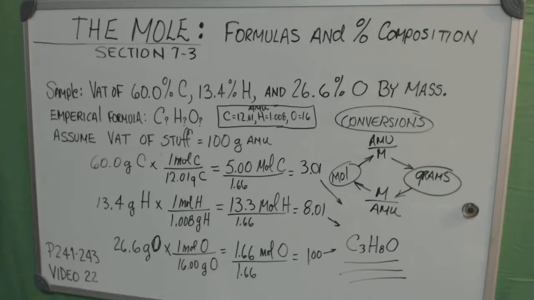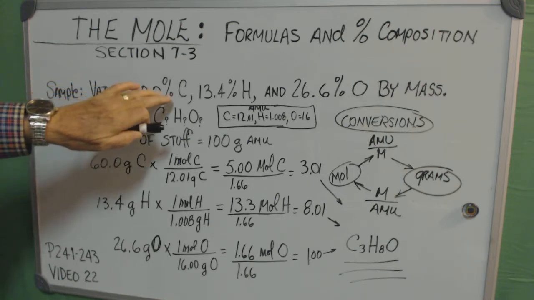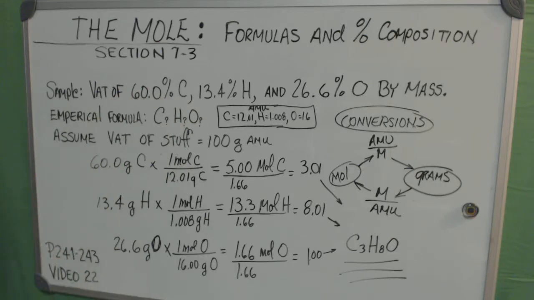First sample problem. The sample says that I have a vat of 60% carbon, 13.4% hydrogen, and 26.6% oxygen by mass. Somebody went and analyzed this, came up with these answers, wrote this down, and sent it to our class to solve the problem.